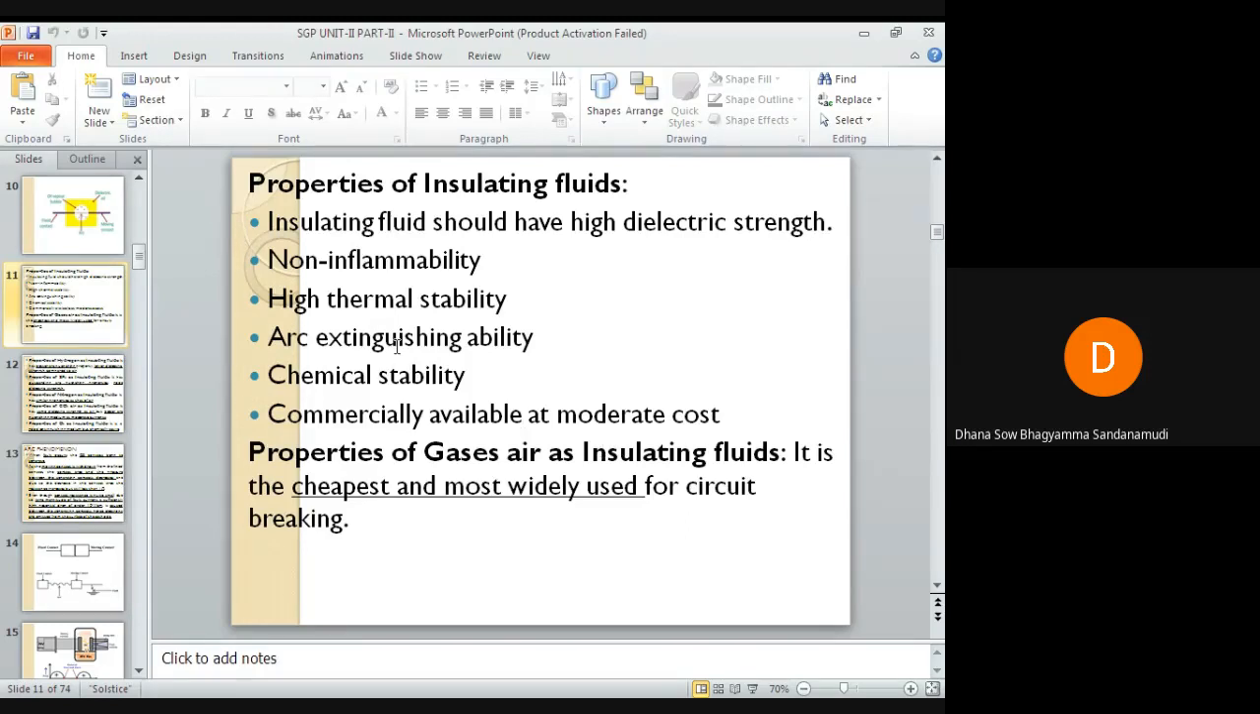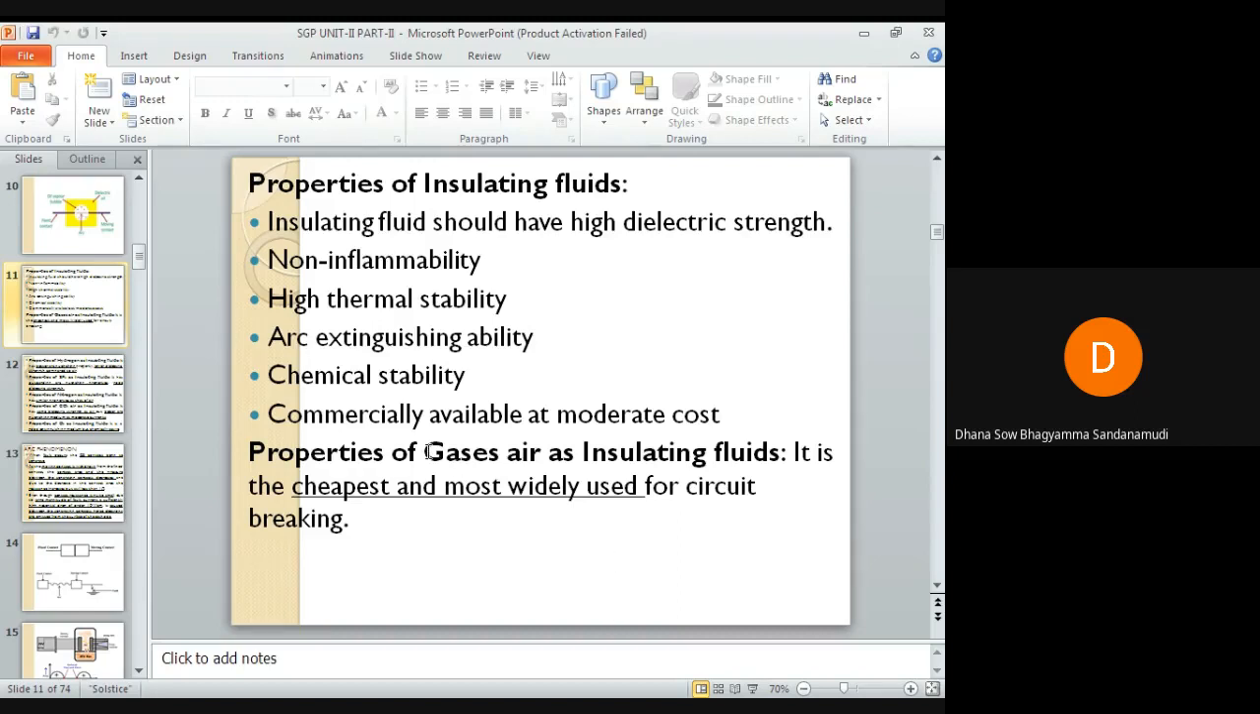So it should have high dielectric strength, it should be non-inflammable, it should have high thermal stability, it should be able to quench the arc, it must be chemically stable, and it must be commercially available at moderate cost. Let us see the properties of the different insulating mediums one by one.